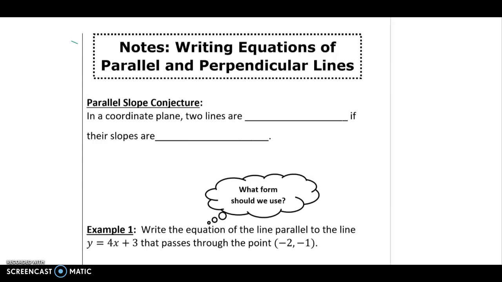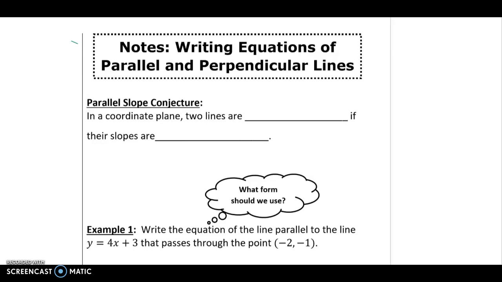Hi everyone. Today we're going to be looking at writing equations of parallel and perpendicular lines. So we're going to first talk about what a parallel line looks like. So we have parallel slope conjecture written here. Most of you have probably seen parallel lines or know what they are from middle school.